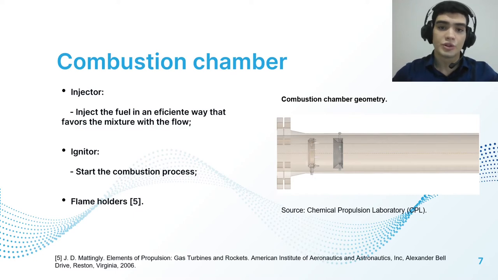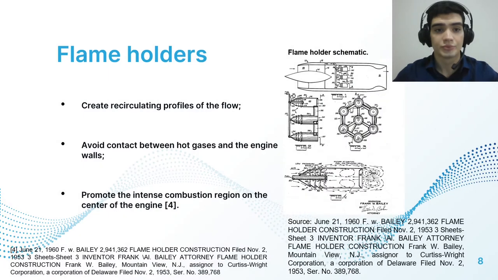The main function of the combustion chamber is to add energy to the flow by the combustion process, and it has 3 principal apparatus to do that. The injector, which has the function to inject the fuel in an efficient way that favors the mixture of the fuel with the flow. The igniter, which has the objective to start the combustion process, and the flame holders.